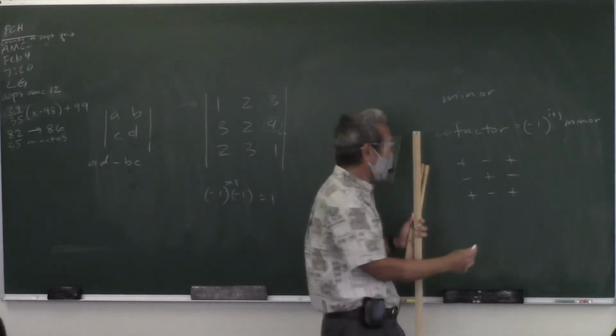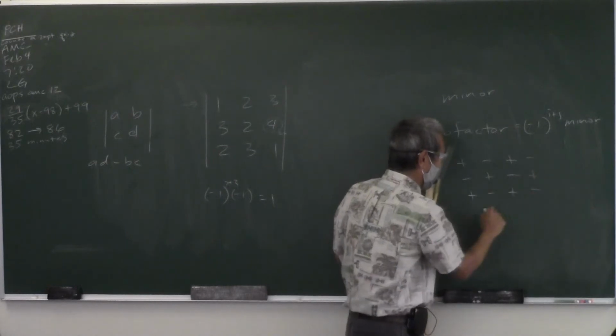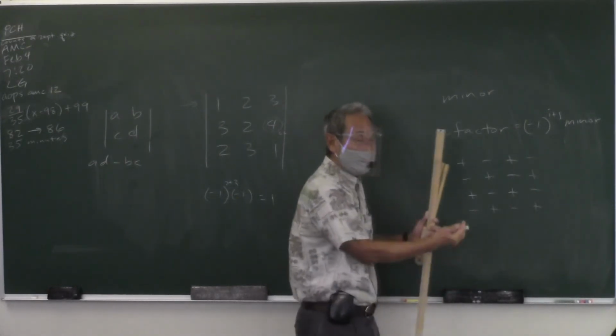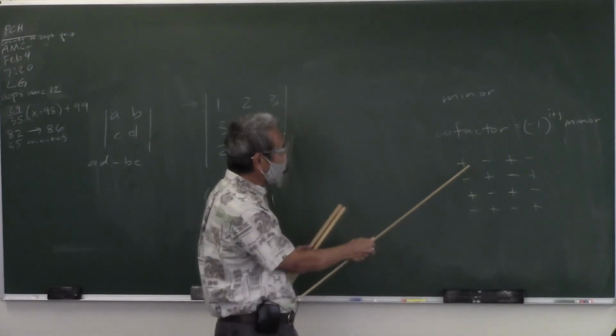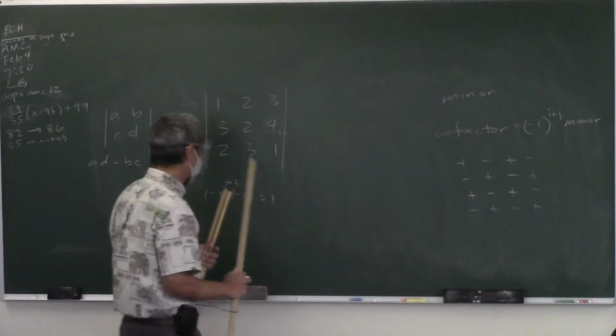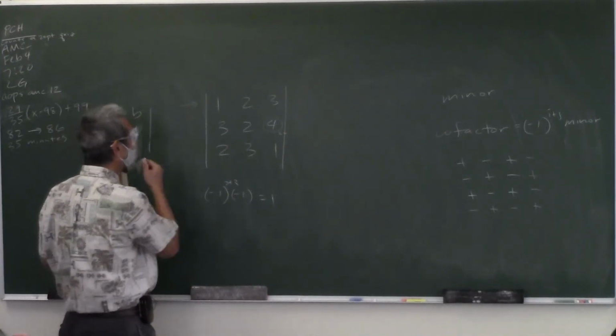And then if you have more, you just expand the thing like this. Like if you have a 4 by 4, it's just a checkerboard. The upper left-hand corner is always plus because it's 1 plus 1, that's why, right? Okay, I think we better do some more.